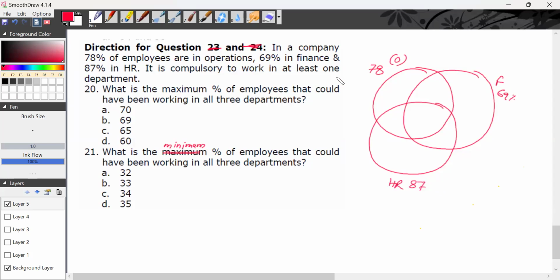And it also says that everyone is working in at least one of these departments. So we can say the union is fixed, right? What is this equation, guys? This plus this plus this. What is the equation value?